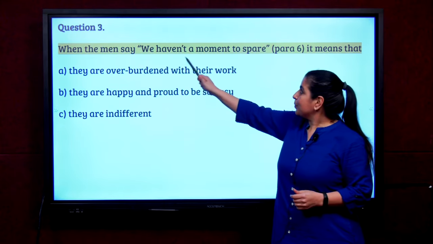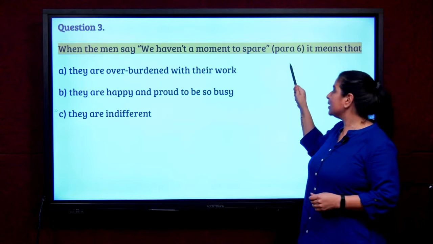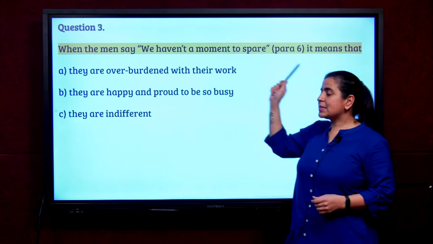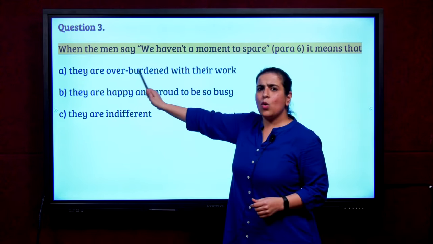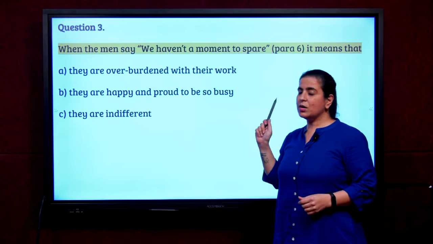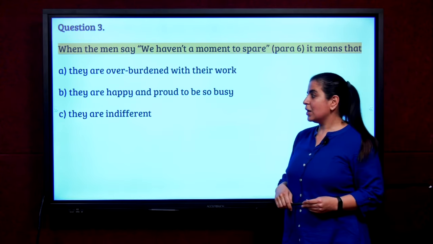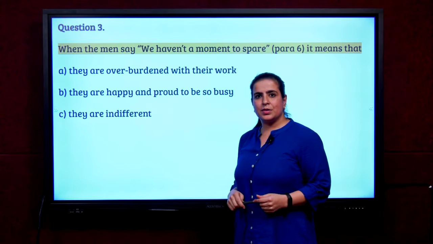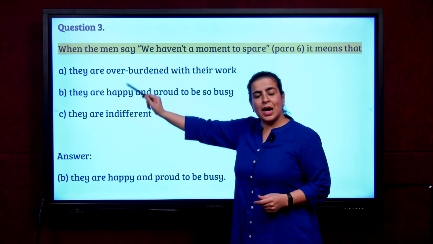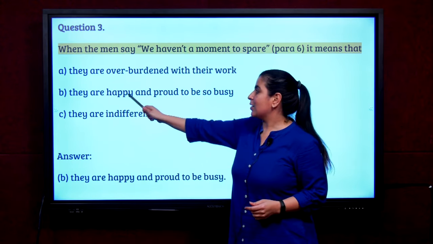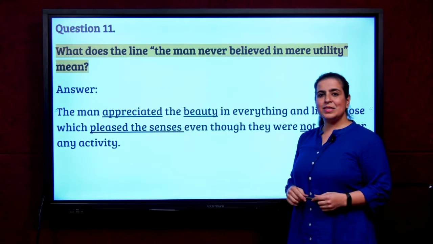Now let's go to question number 3, which is on page number 5. When the men say, we haven't a moment to spare. Now this is in your para 6 if you want to go and read. Now what does it mean when men say they haven't a moment to spare? Does that mean they are overburdened with their work? Or does that mean they are happy and proud to be so busy? Or it means they are indifferent? We'll find out the answer. Yes, B. Now why don't you tick answer B with me on your textbook? They are happy and proud to be so busy. You're right. And let's move on.